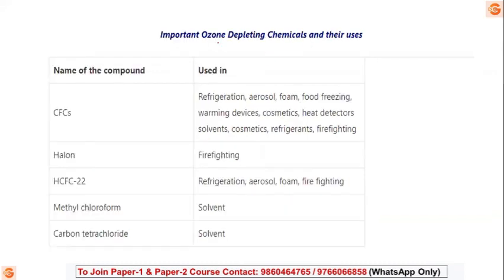Next, important ozone depleting chemicals. Chlorofluorocarbons, which we have just repeated, are from refrigeration or aerosol foams. Halon is used in firefighting. HCFC is used in the form of aerosol or refrigeration.